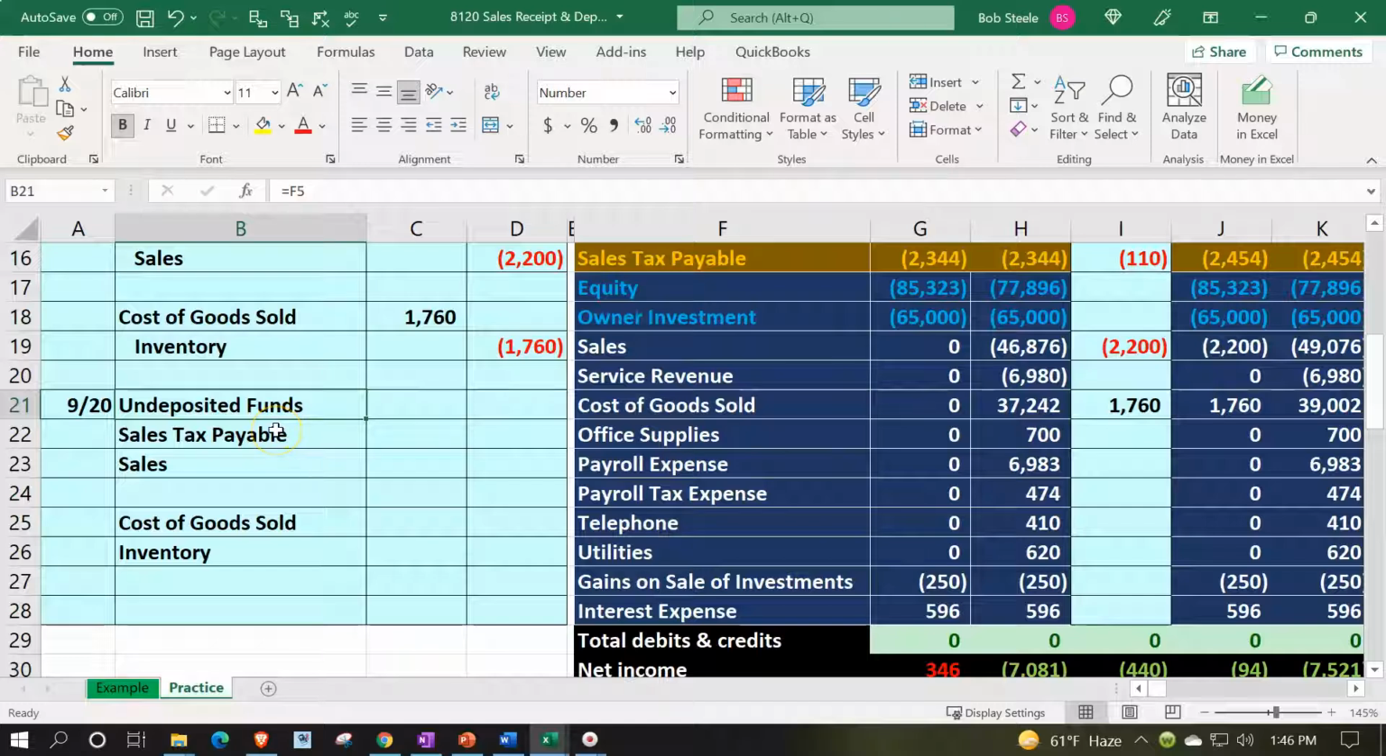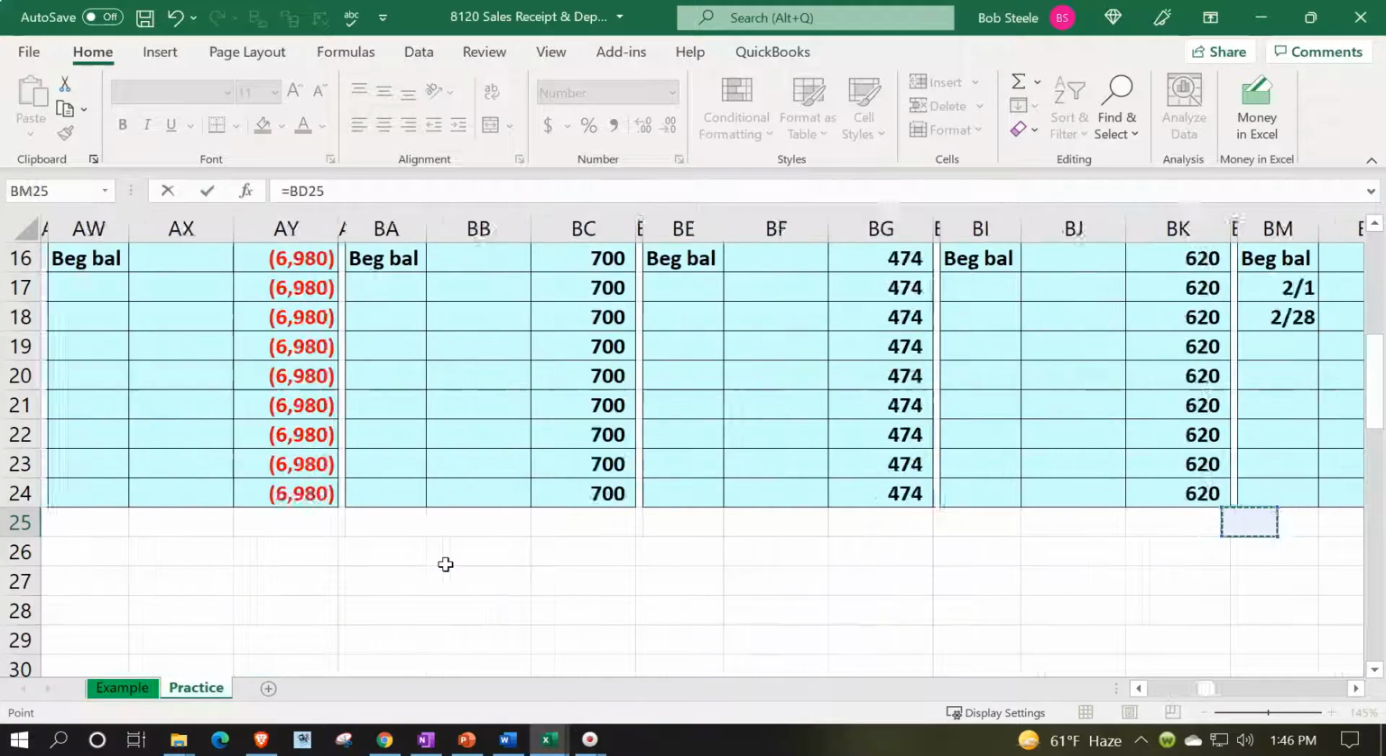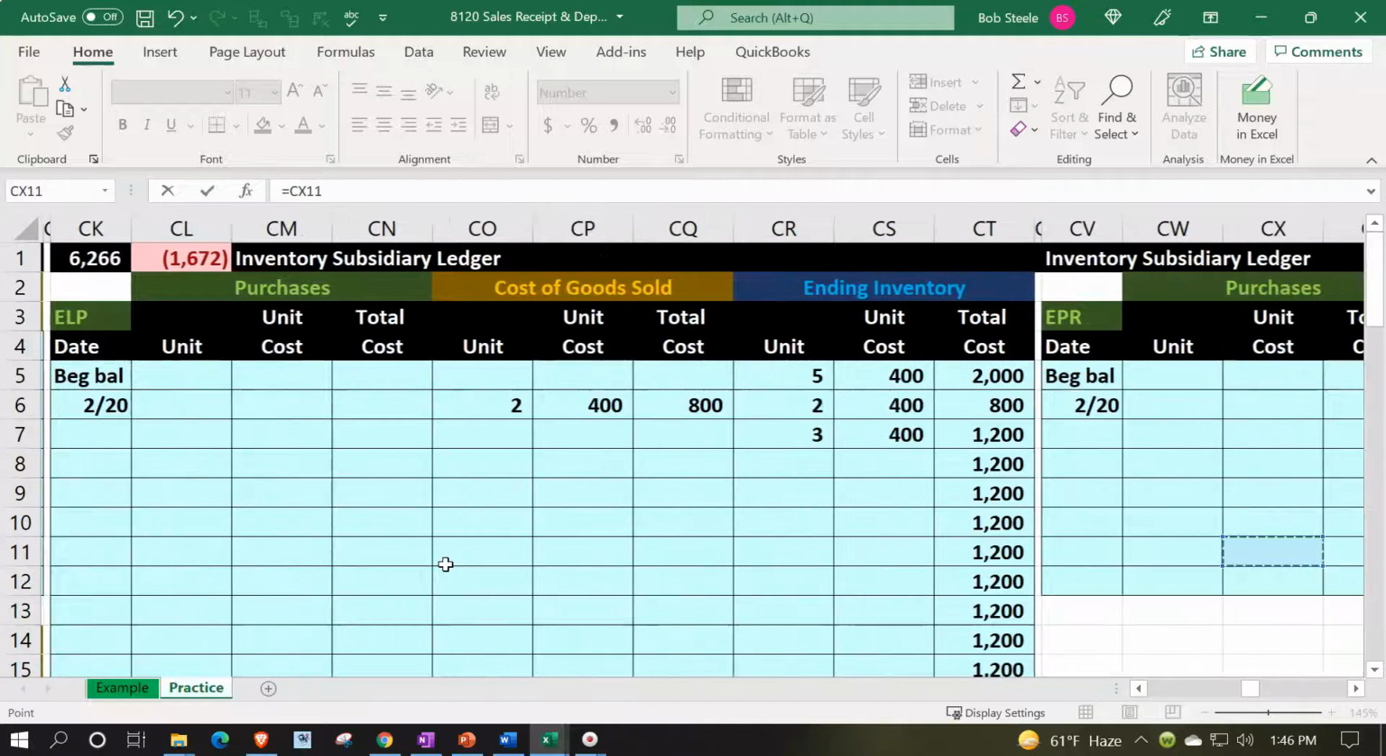So then we're going to do some indentations. Let's indent these two because these are credits, and indent that one because it's a credit. Let's start at the cost of goods sold because that's what's going to be tracked on our subledger. I'm going to say equals, go all the way to the subledger and try to recalculate what we did. So this is what would be pulled up from the form.